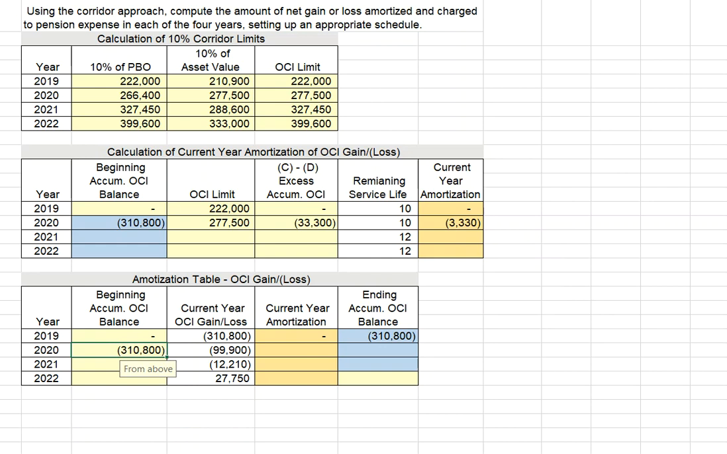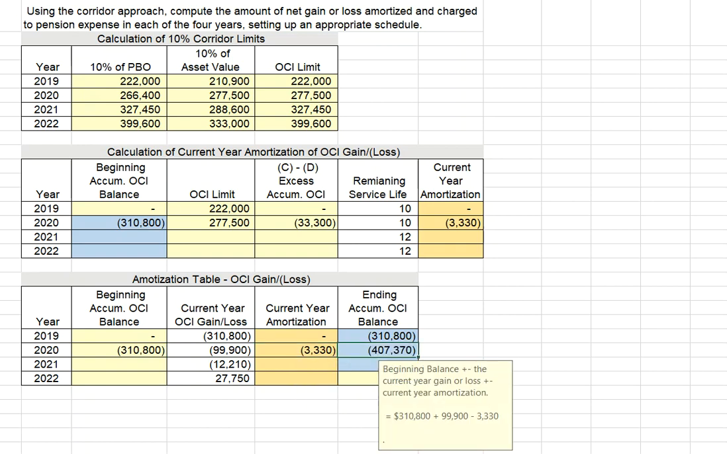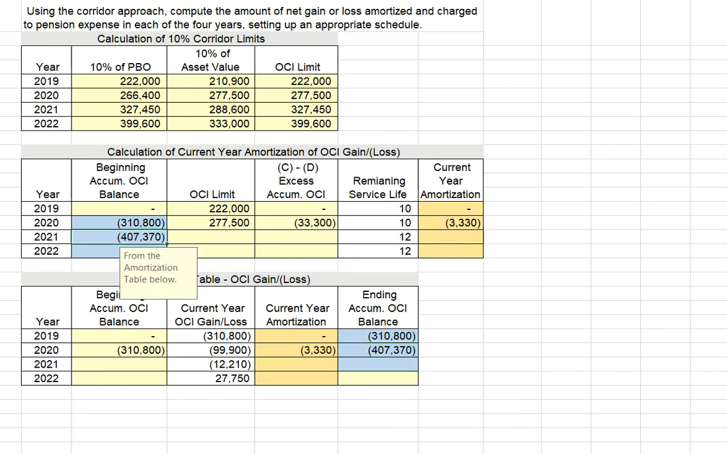Our beginning of the year balance in our accumulated other comprehensive income was $310,800. Our current loss is $99,900. Our current year amortization is $3,330. So our ending balance is the $310 plus the $99 minus the current year's amortization. So the ending balance is $407,370. That becomes the beginning balance for 2021.